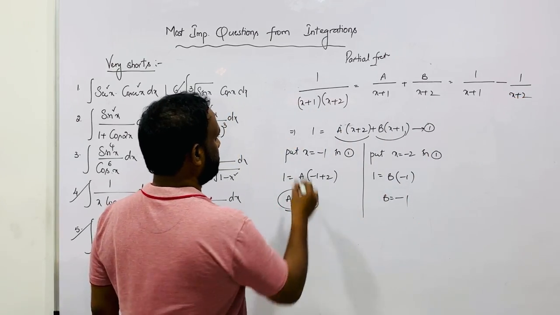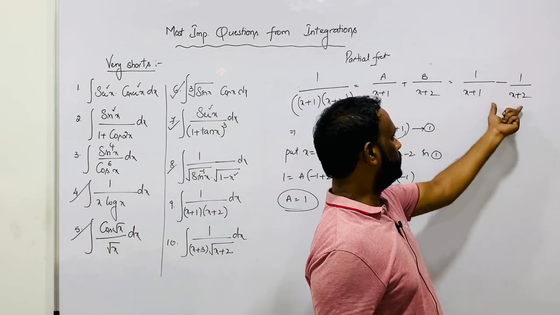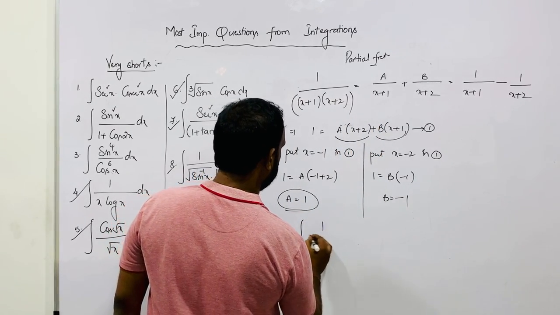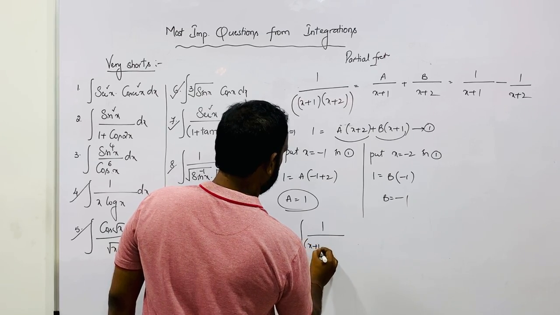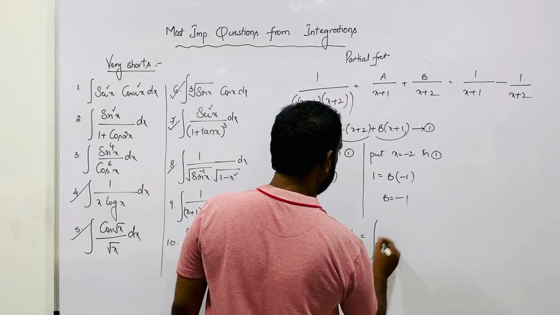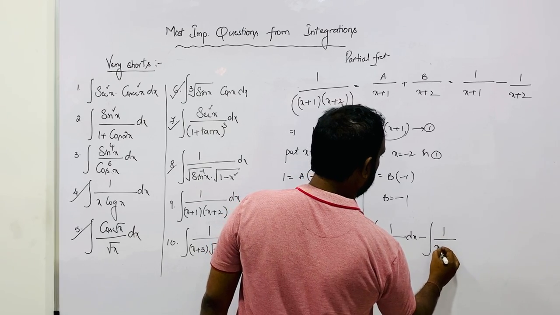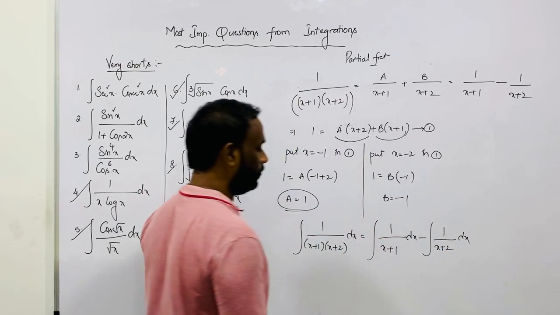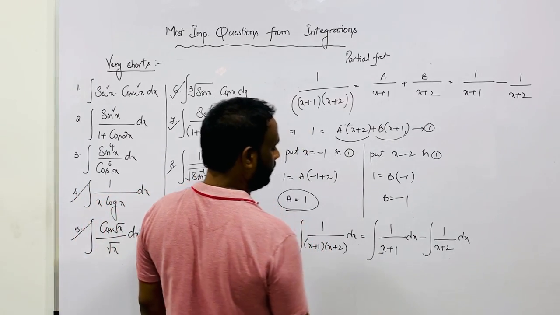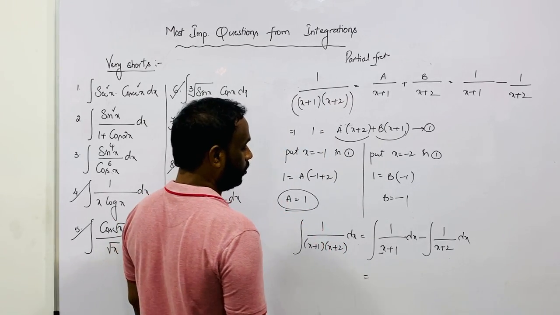Now you just converted the denominator of factors into two separated terms. Now integrate on both sides, that is nothing but integral of 1 by x plus 1 into x plus 2 dx can be written as integral of 1 by x plus 1 dx minus integral of 1 by x plus 2 dx. We know that 1 by x dx is log mod x. Here the coefficient of x is also 1, so you don't need to divide by any coefficient here.